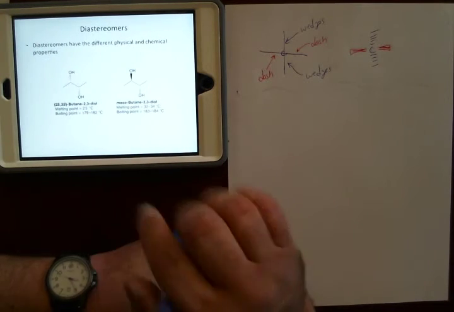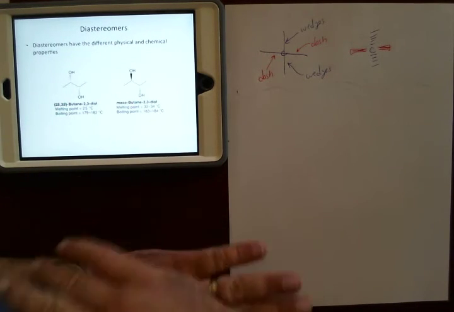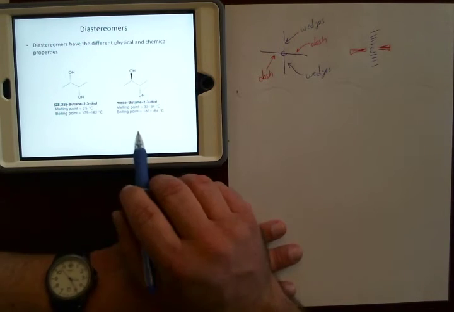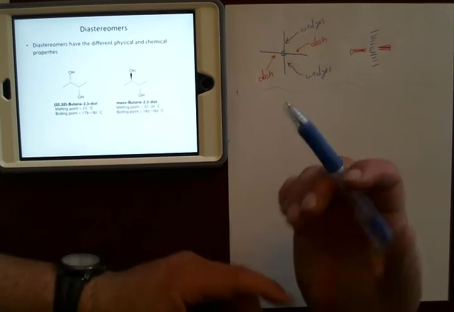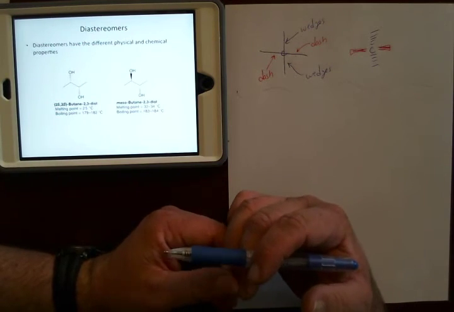Okay. But for diastereomers, they work just like regular constitutional isomers. They have different solubilities. They have slightly different solubilities, slightly different melting points, boiling points, things like that.